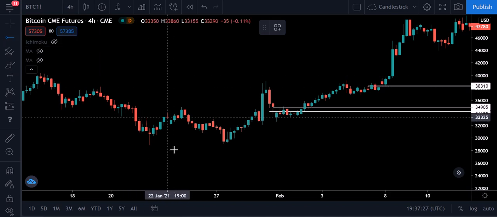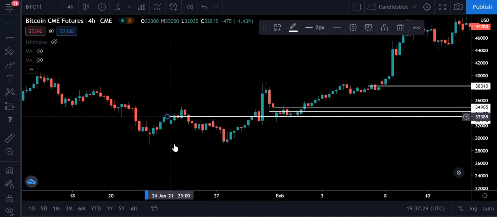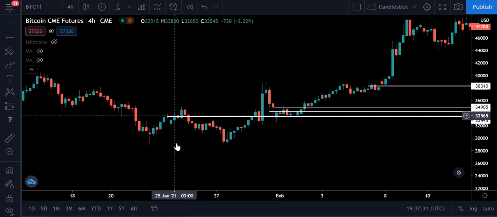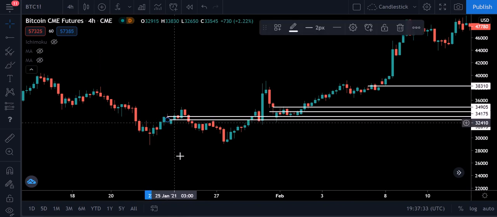Look at this gap right here. I'm talking about it starts right where I drew it, so I'm gonna take away the other gap. Hold on.